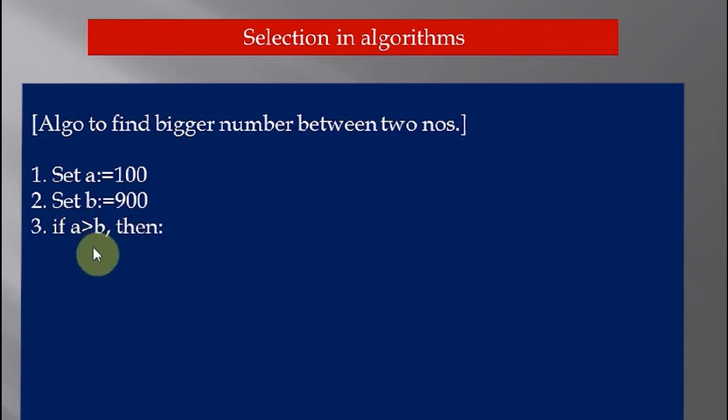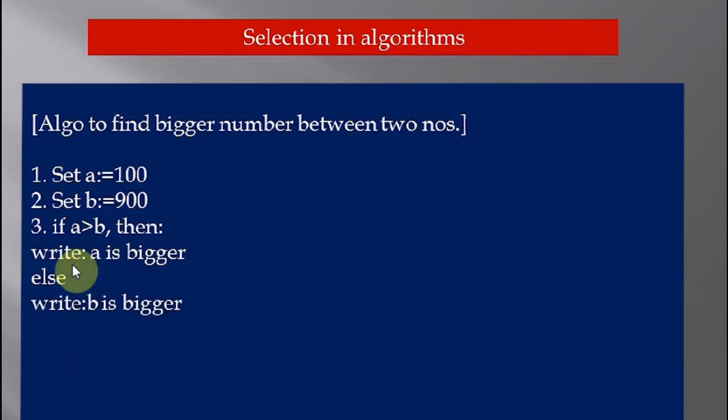It means if this condition is true, we are going to print the message A is bigger. As I have told you earlier, write means we are going to print this message on the screen. Else, write colon B is bigger. If this condition is false, naturally, as is very evident, the control will go to the else part. So in the else part, we have written B is bigger.